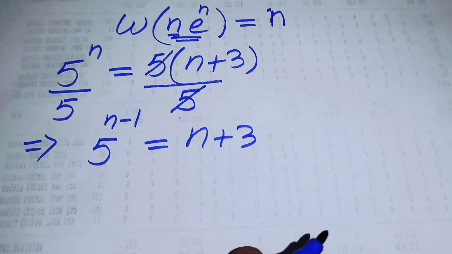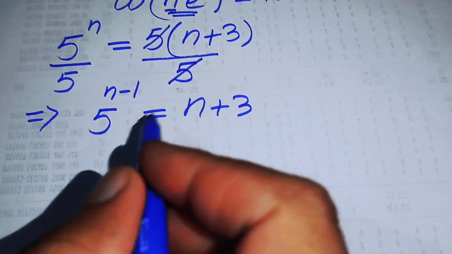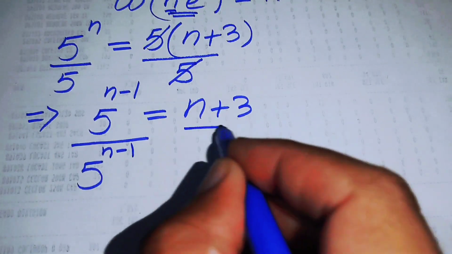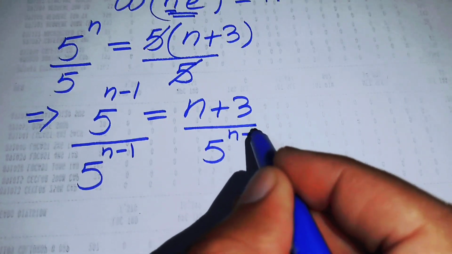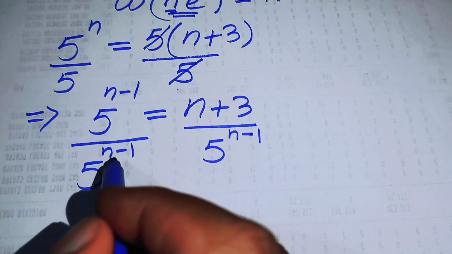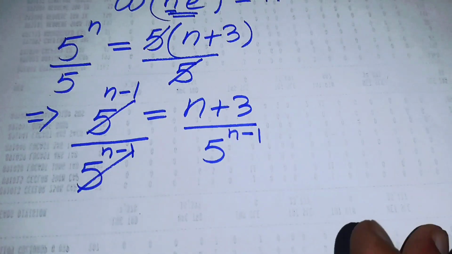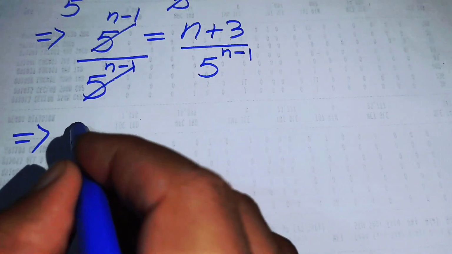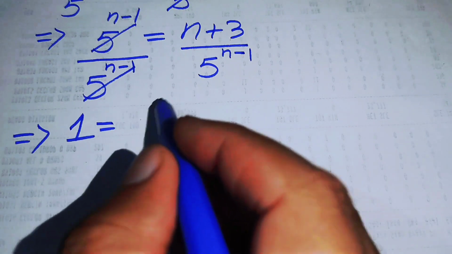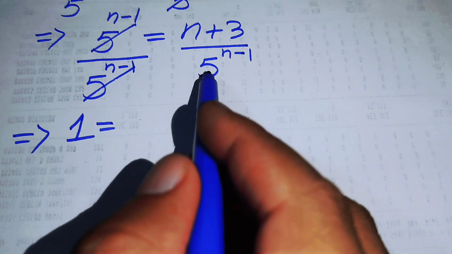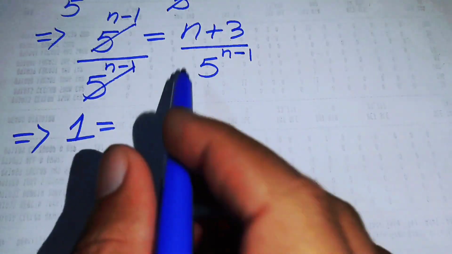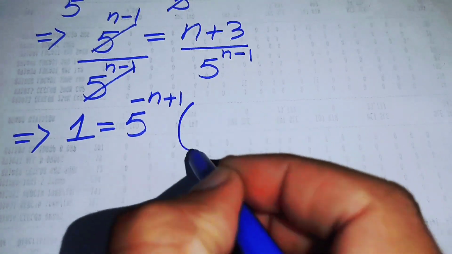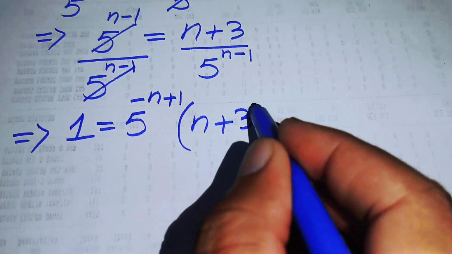Now in the next step I can divide both sides by 5 to the power of n minus 1. When we divide both sides by 5 to the power of n minus 1, you will get the equation in this form. Here you see that these two terms cancel each other, and we get 1 is equal to, here we can move this 5 to the power of minus n minus 1 upside, so it will be written as 5 to the power of minus n plus 1 into n plus 3.